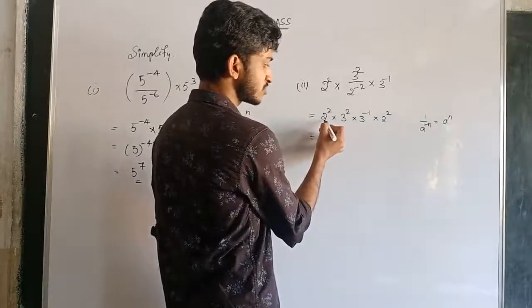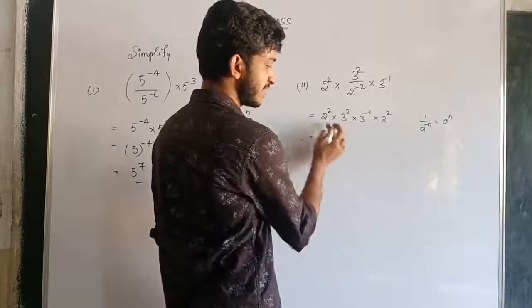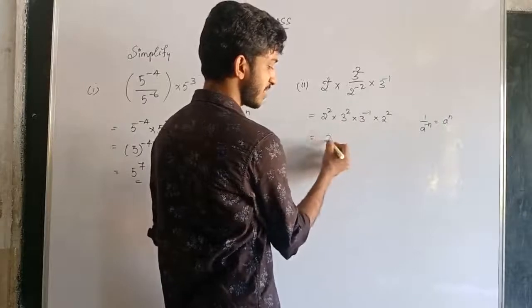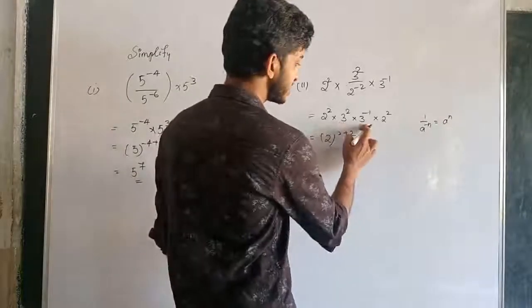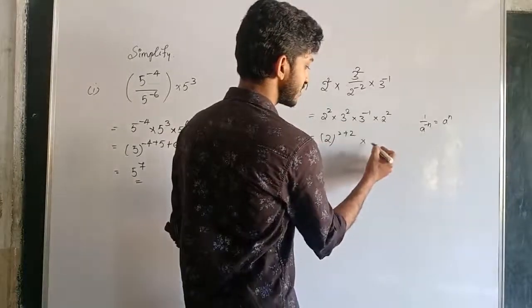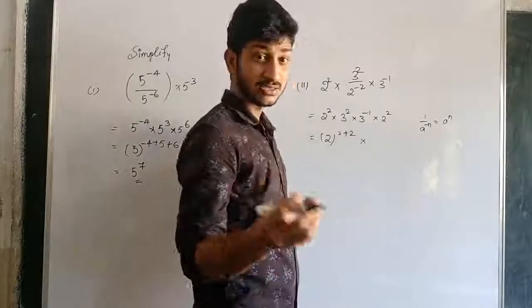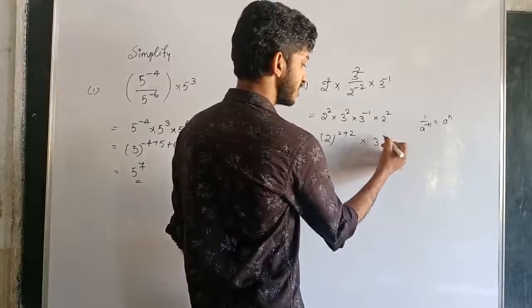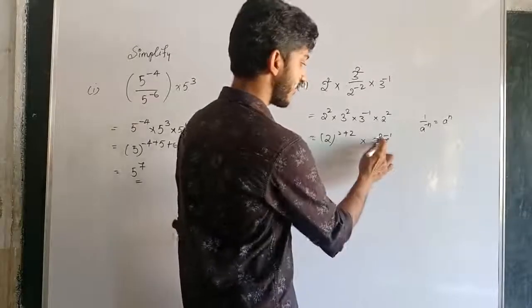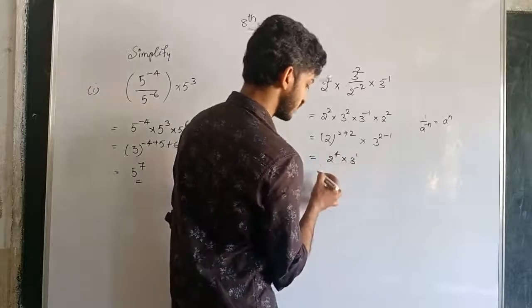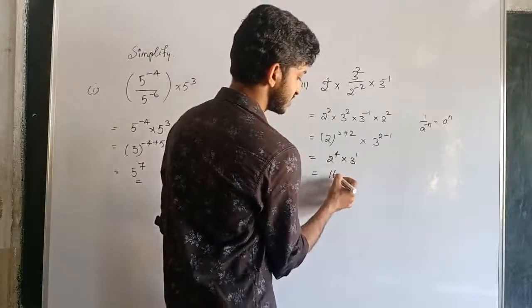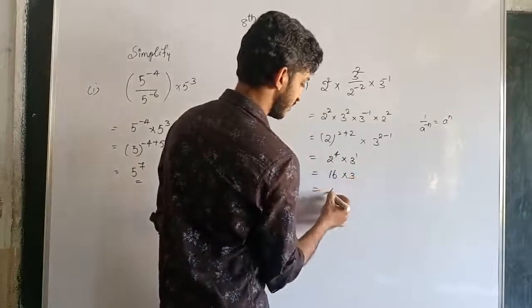If you observe here, 2 square, same bases, that's why I am adding exponents here: 2 plus 2. Here also, 3 square into 3 power minus 1, same bases, so I am adding the exponents: 3 power 2 minus 1. So 2 power 4 into 3 power 1. 2 power 4 means what? 16. 16 into 3 equals 48.